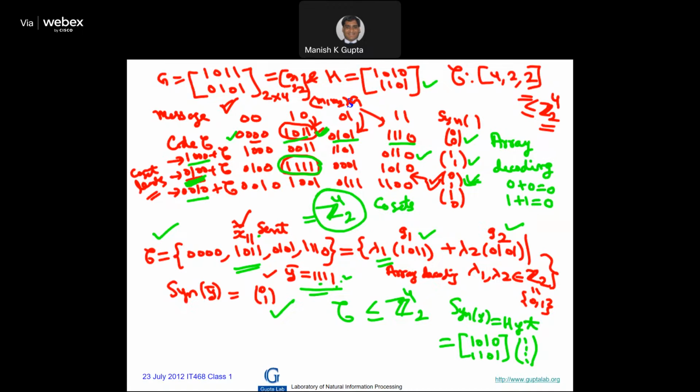So 4, 2, 2 is the parameters of this code. 4 is length. Okay? N is equal to 4 is length. K is equal to 2 is dimension. And D is equal to 2 is the distance, right?